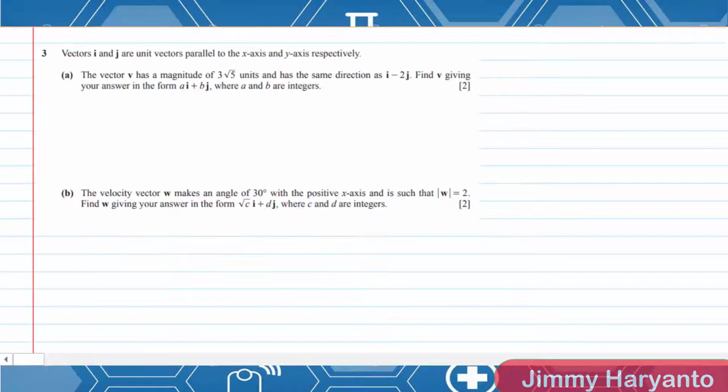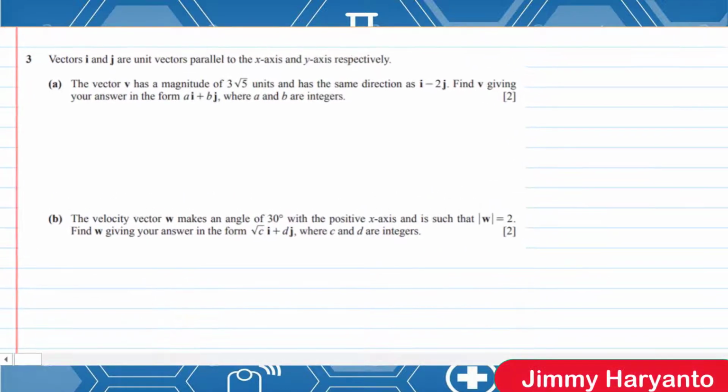Next is number 3. It's about vectors. Vectors i and j are unit vectors parallel to the x-axis and the y-axis respectively. If you forget, I already told you that i represents the x-axis, j represents the y-axis. The question already tells us here. And then the vector v has a magnitude of 3 square root of 5 units and has the same direction.